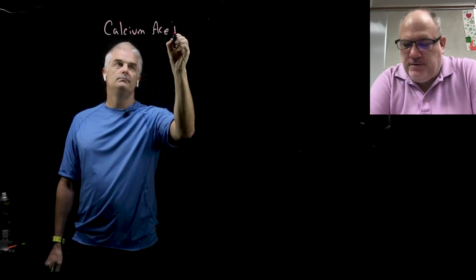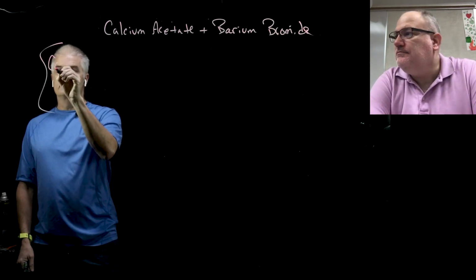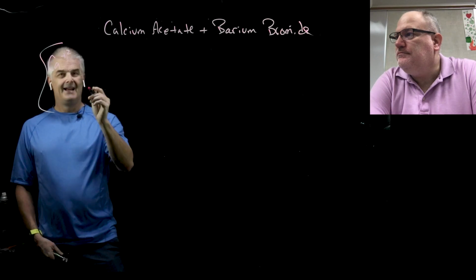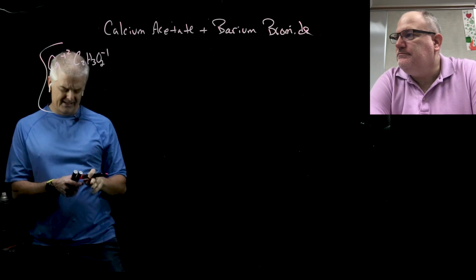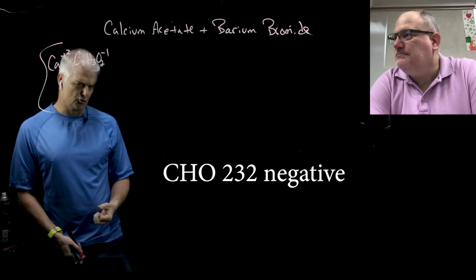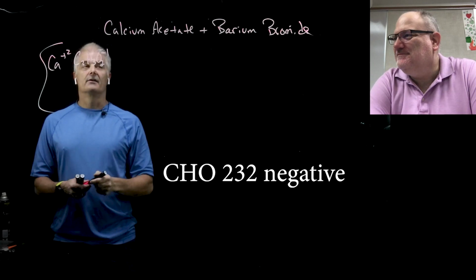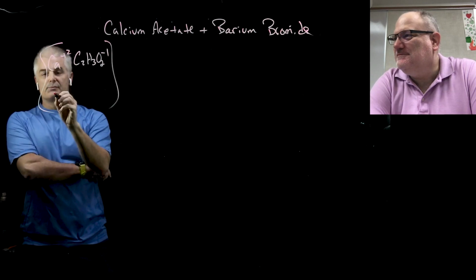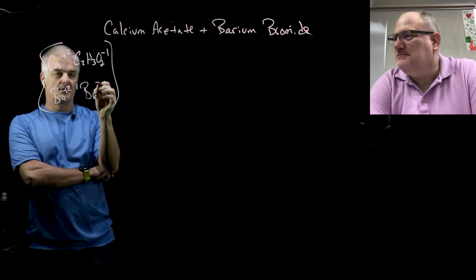And then, Mr. Dimitrowicz, let's do one more example. Yeah, let's try calcium acetate plus barium bromide. So again, scratch pad. Calcium from the periodic table is +2. Acetate is C2H3O2 -1. By the way, to memorize that, say this with me, everybody: CHO 232. Kind of like football. CHO 232. Carbon, hydrogen, oxygen. CHO 232 negative. There you go. So if you don't have that memorized. Barium is Ba, charge +2 from the periodic table, and bromide is just simply Br -1.